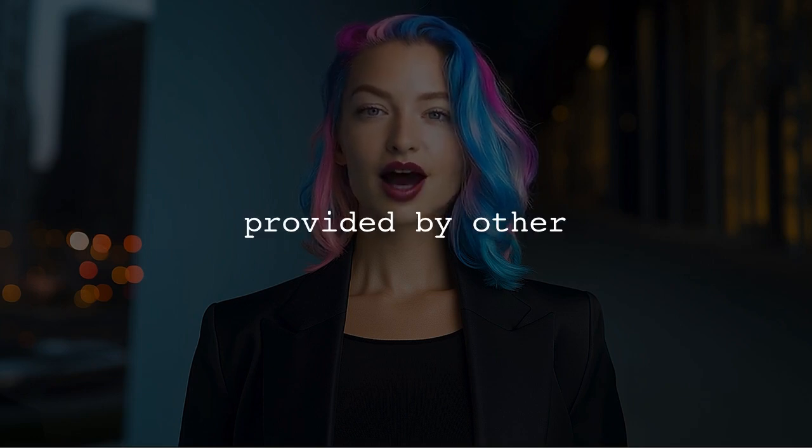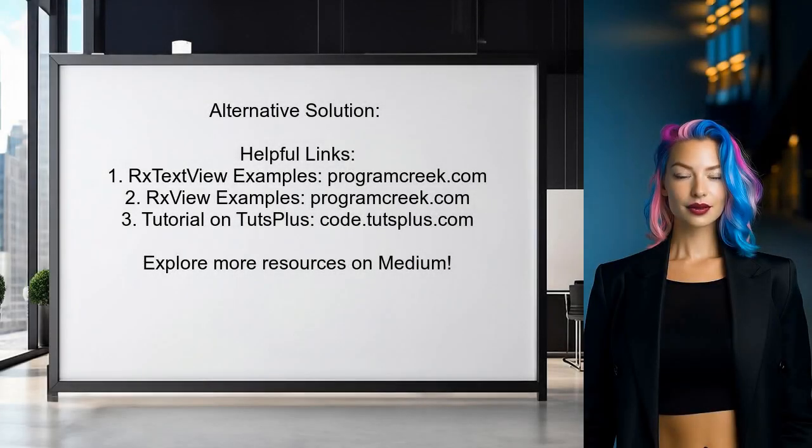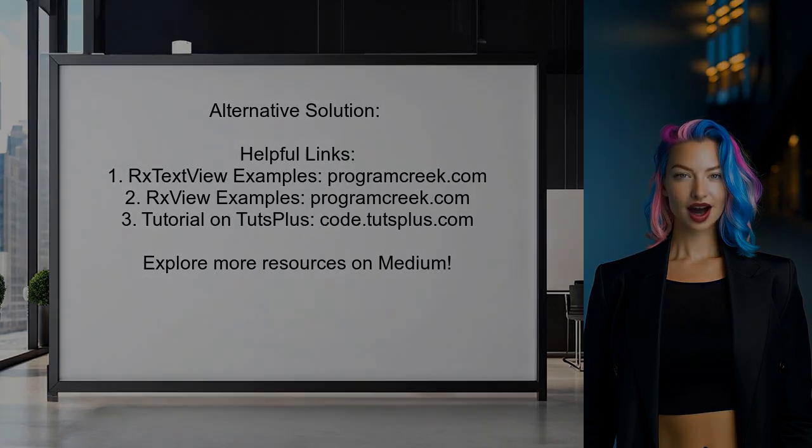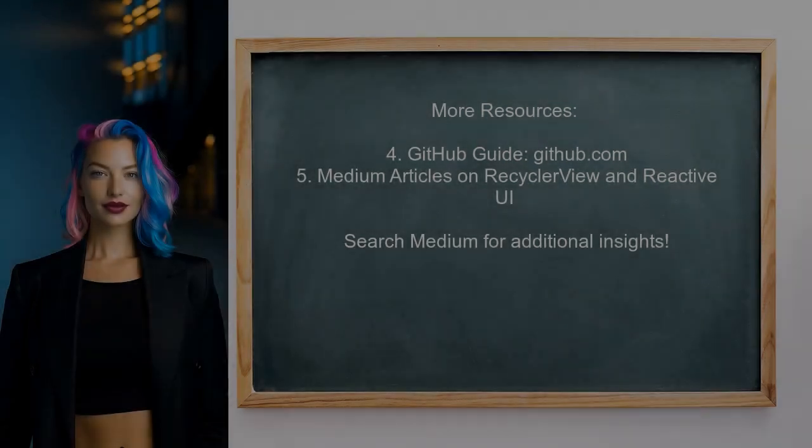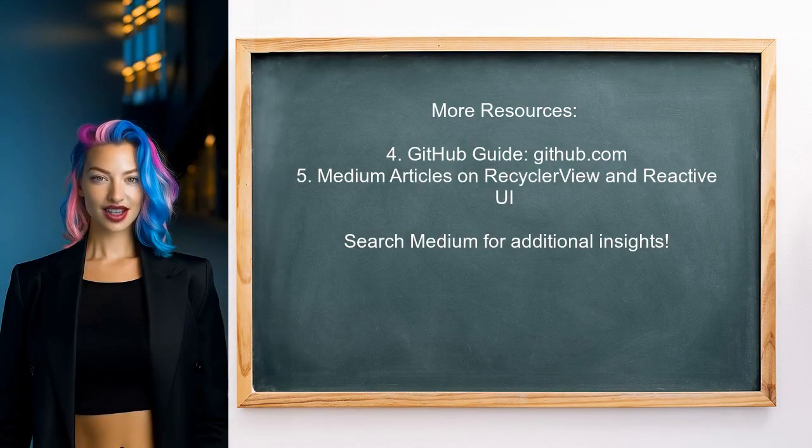Now let's look at the answers provided by other users. One user has shared several helpful links for RxBinding resources. They suggest checking out examples on Program Creek for both RxTextView and RxView. Additionally, they recommend a tutorial on Tuts Plus that introduces RxBinding and Rx lifecycle. They also point to a GitHub guide on RxJava and RxBinding, along with articles on Medium that simplify recycler view adapters and provide insights into reactive Android UI programming.